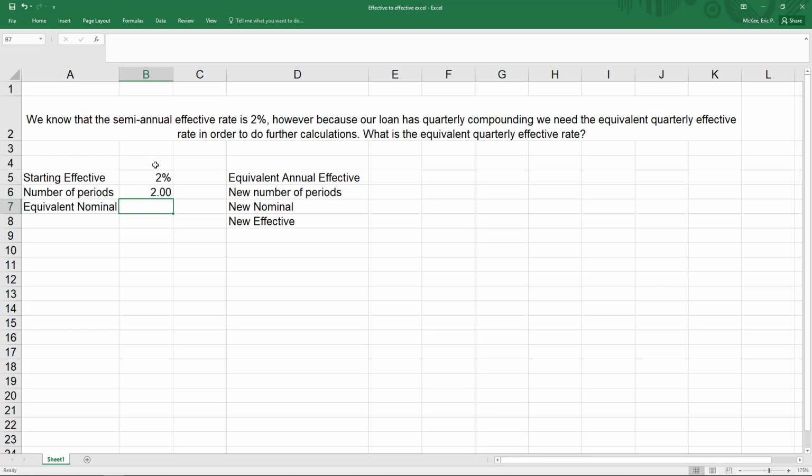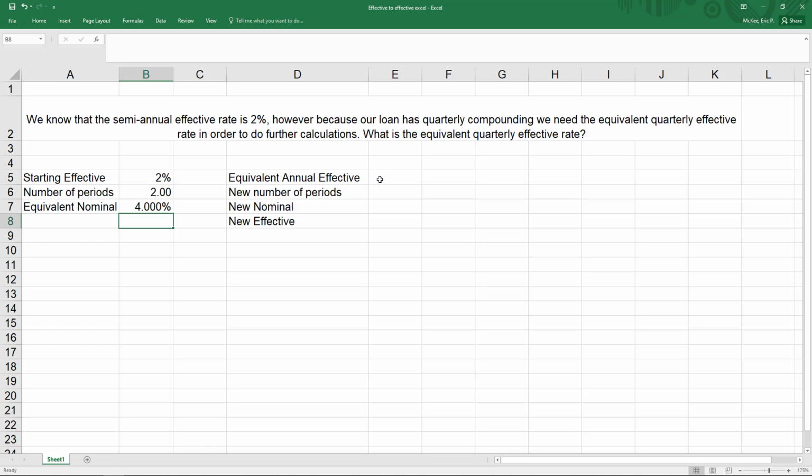Now, my equivalent nominal rate is the APR compounded semi-annually, that is equivalent to my 2% effective rate. If you remember, we divide nominal or APR rates by the number of periods to get that effective rate. So if we were to multiply the effective rate by the number of periods, we get to our nominal or APR rate. So if I take B5, our 2%, and multiply it by the number of periods, 4% is my equivalent APR.